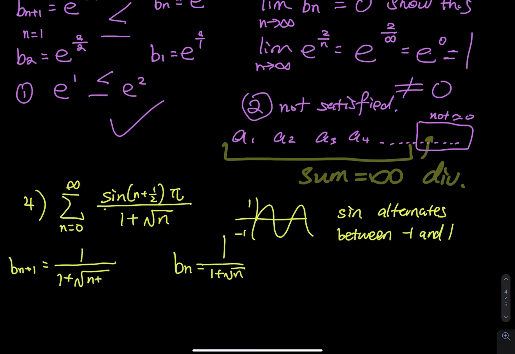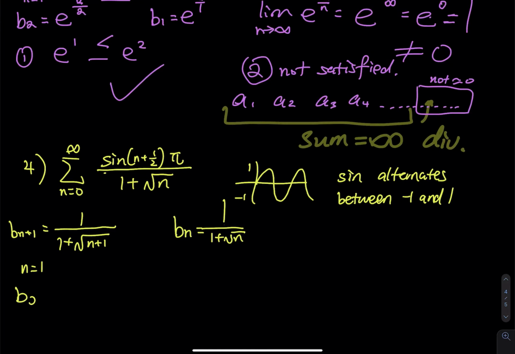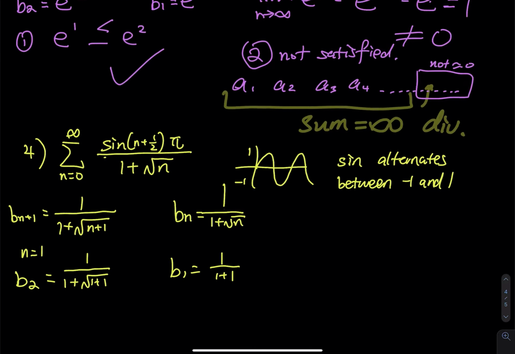So when n is equal to 1, what do you get for B2? B2 is 1 divided by 1 plus the square root of 1 plus 1, and then B1 is equal to 1 divided by 1 plus 1. So this is 1/2, which is 0.5.